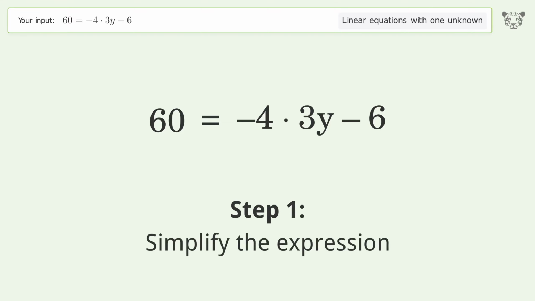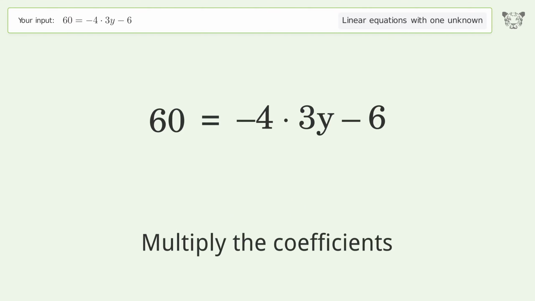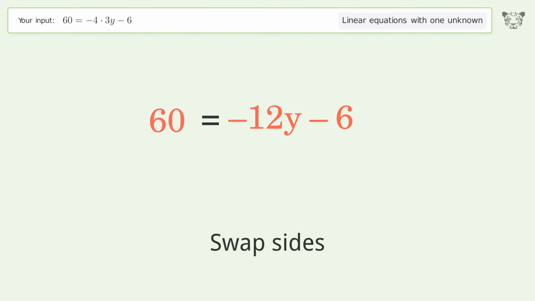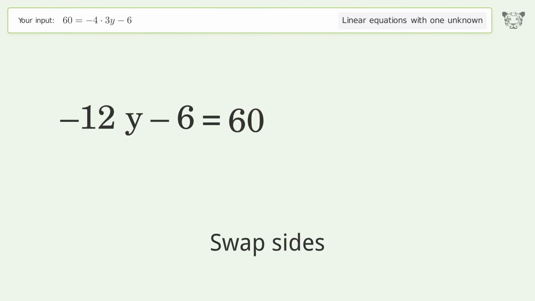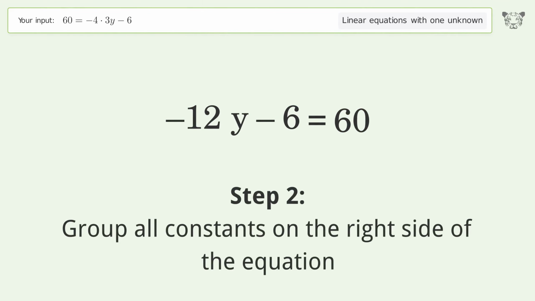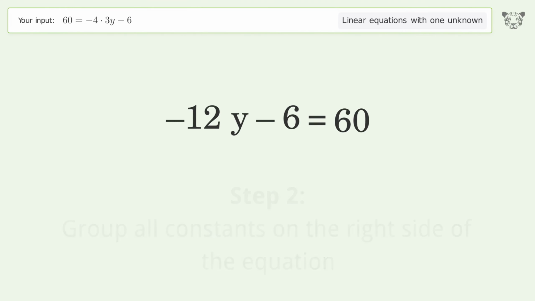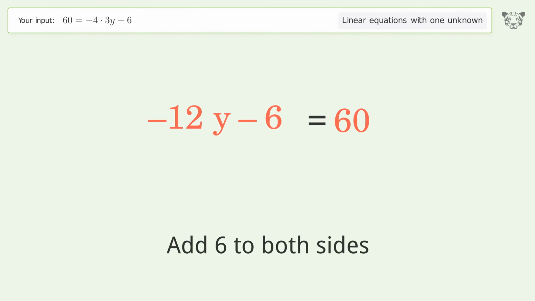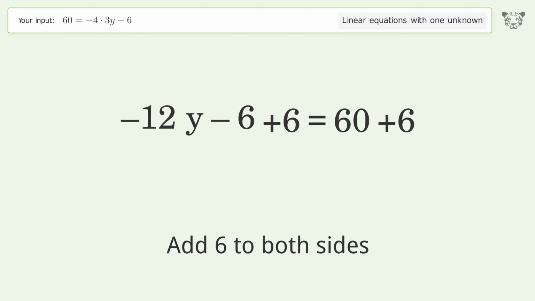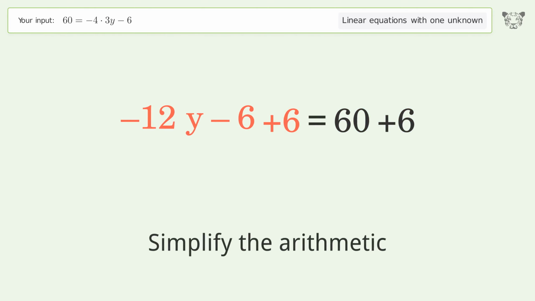Simplify the expression. Multiply the coefficients. Swap sides. Group all constants on the right side of the equation. Add 6 to both sides. Simplify the arithmetic.